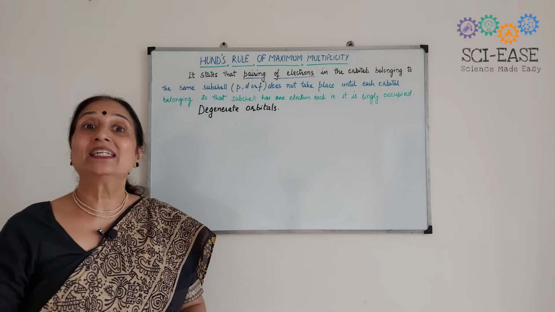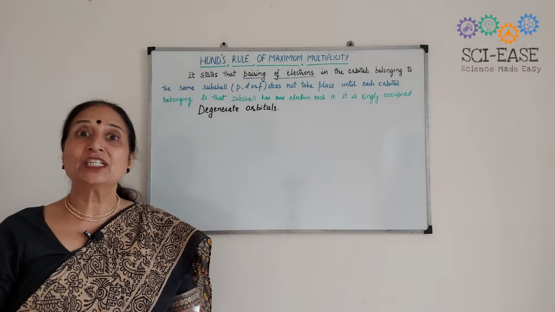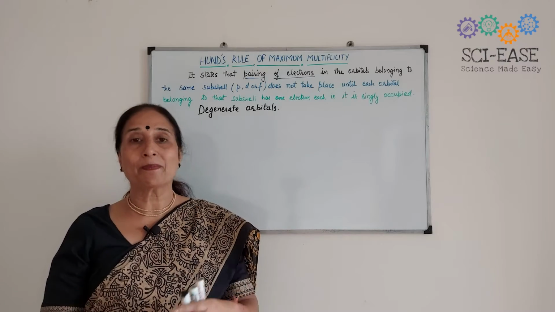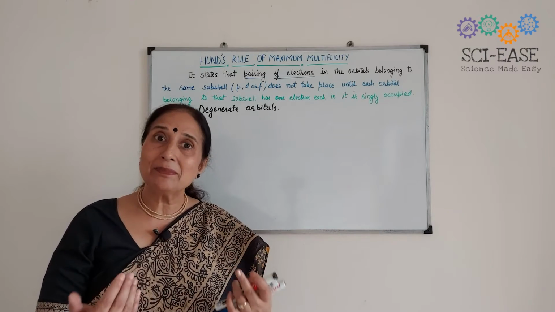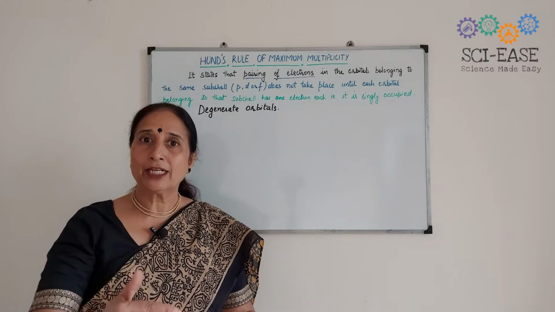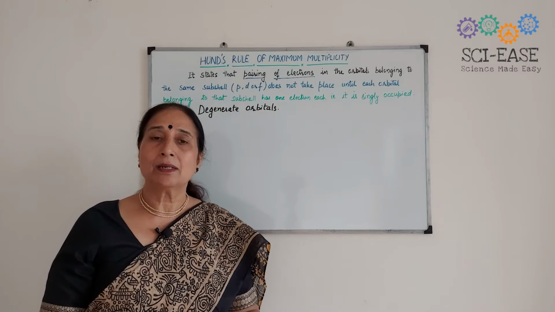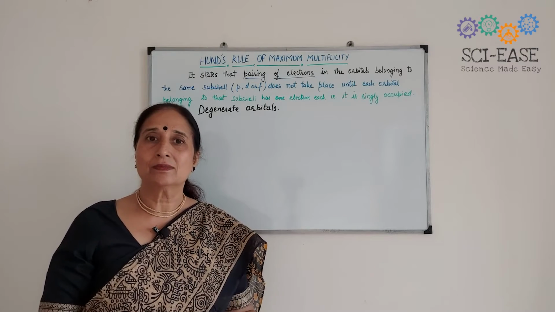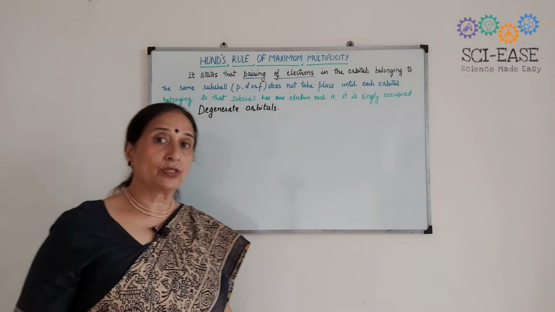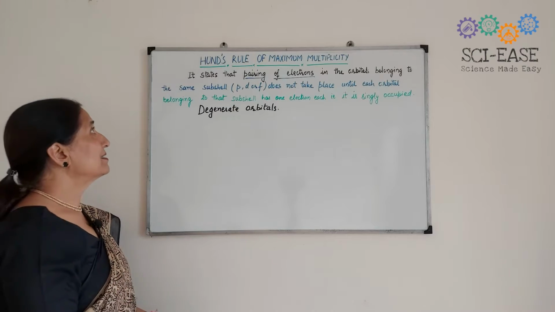So what is the definition of Hund's rule? You should know the definitions of all these 3 rules or principles, because sometimes the question asks you to define the Aufbau principle, Pauli exclusion principle, Hund's rule, and then some small numerical can be asked in a 5-mark question in your half-yearlies or so. So what does Hund's rule state?